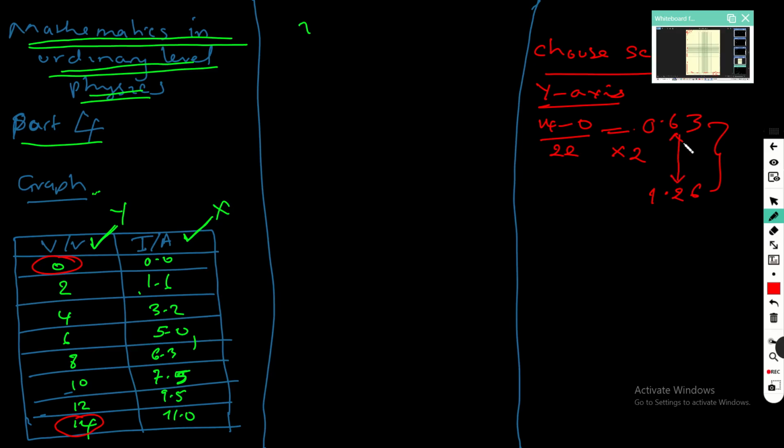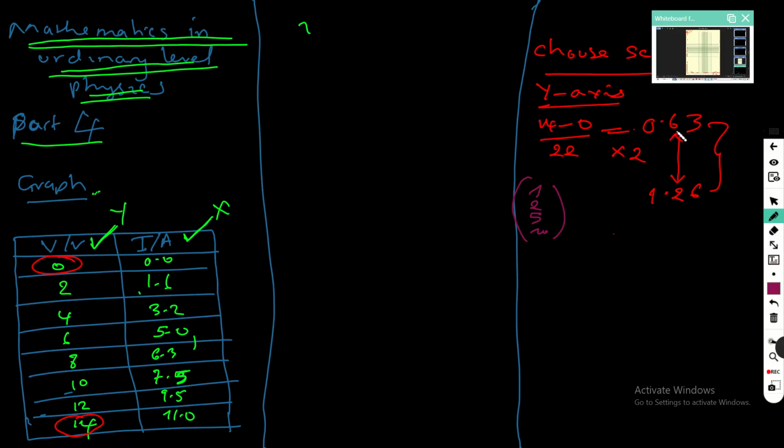And now, which value will you choose to use? The value you choose to use, as I said in the other video, must be a multiple of 1, 2, 5, or 10. It should be a multiple of these 4 numbers.